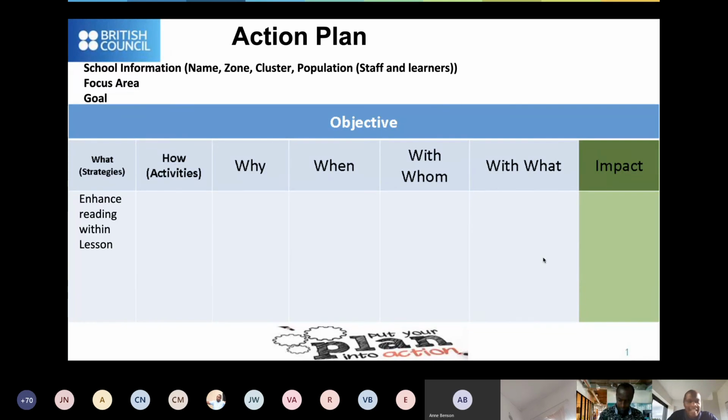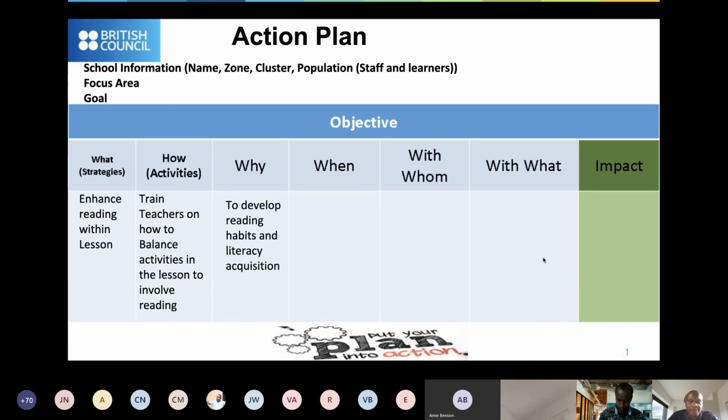For example, in my class, I think I want to enhance reading within a lesson, and I will train teachers on how to balance activities between the lesson to involve reading. Why? I want to develop reading habits and literacy acquisition. When? In all lessons with text, any lesson with text, I'll be doing that, the library lesson and the remedial lesson.